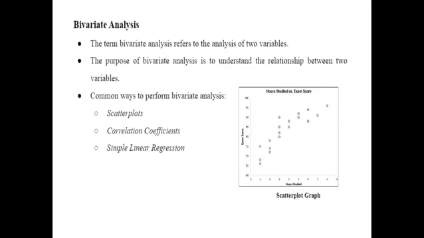The next one is bivariate analysis. In bivariate analysis, we analyze two variables. We have to understand the relationship between those two variables. In that, we use scatter plots, correlation coefficient and simple linear regression. These are the concepts used in the data science life cycle. Thank you.